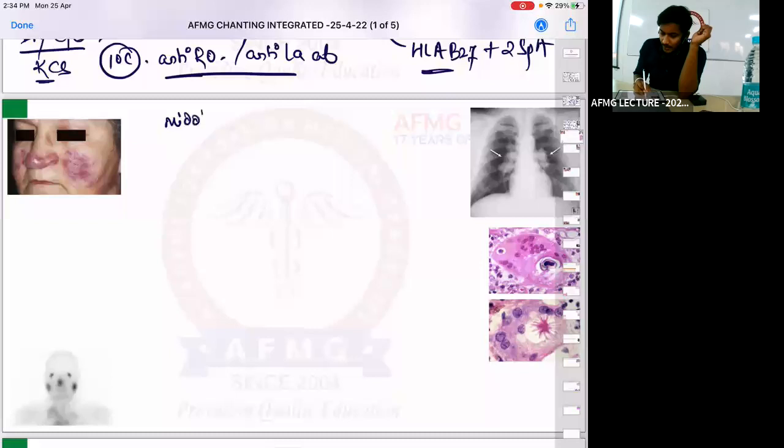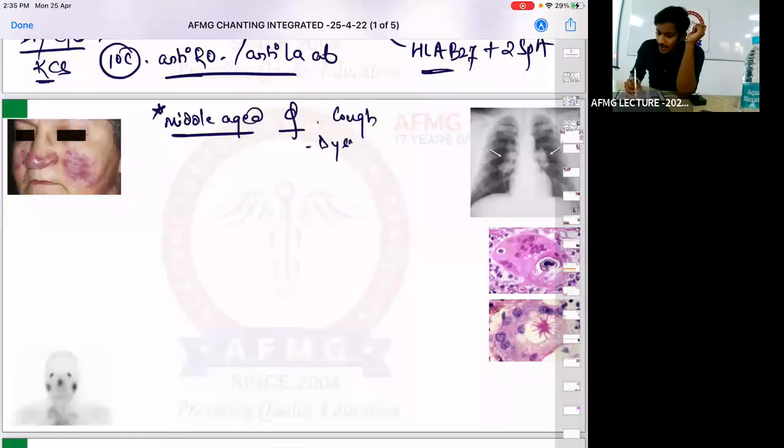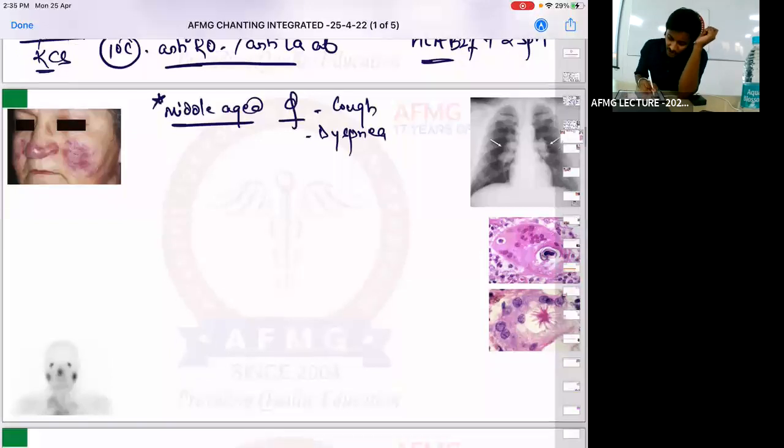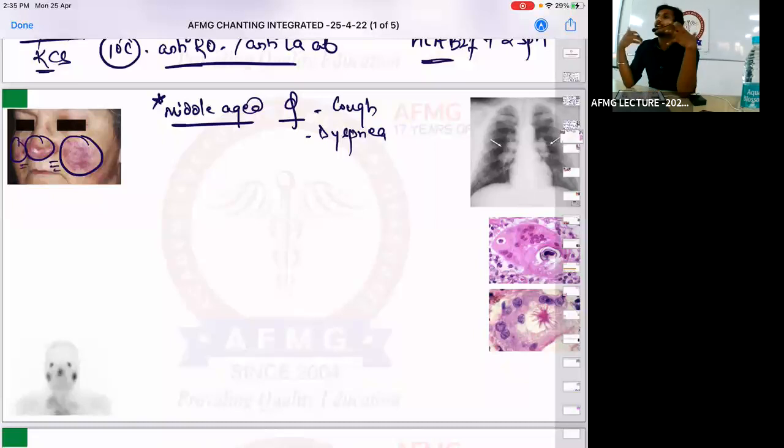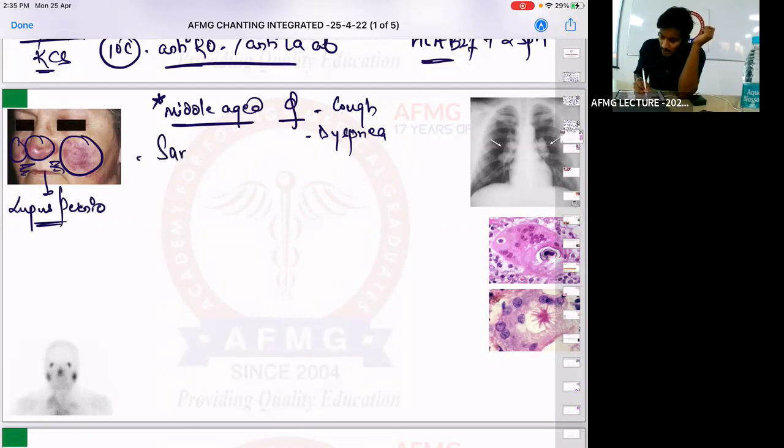A middle-aged female presents to you with cough along with breathlessness or dyspnea. Along with this, she has a purplish or reddish lesion involving the cheek and the tip of the nose, not the bridge but the tip of the nose. Sometimes the nasolabial folds can also be involved. This is called lupus pernio, and the diagnosis would be sarcoidosis. A commonly repeated question, sarcoidosis.